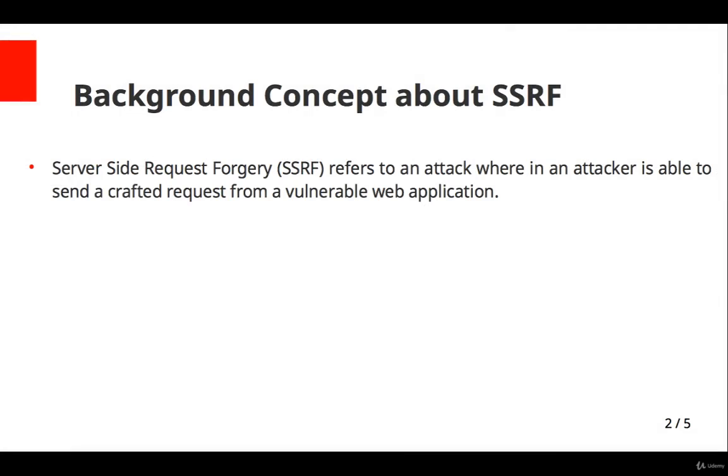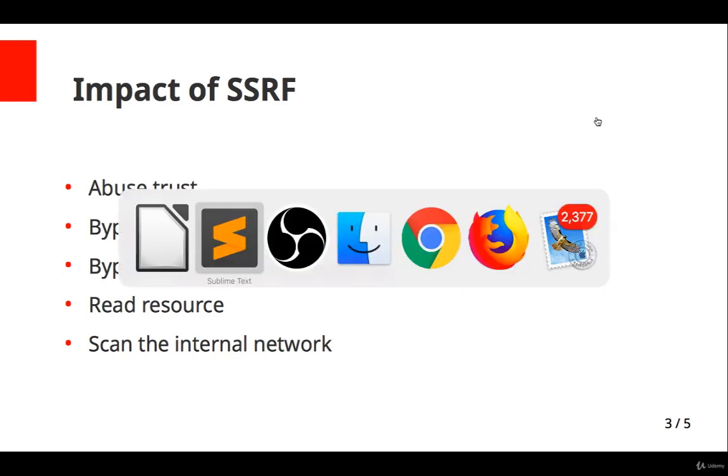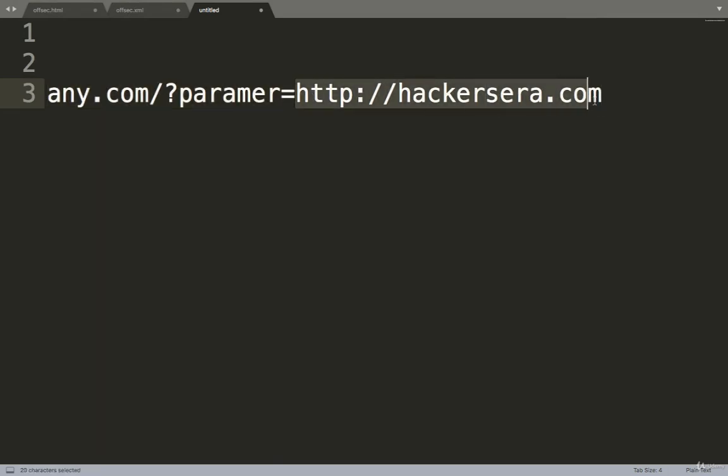Now let's talk about the impact of SSRF. What can an attacker achieve with this vulnerability? The first is abusing trust. So abuse the trust relationship between the vulnerable server and others. For example, what if an attacker gives a third-party website? The attacker will send multiple requests to this website, which may exhaust the resources of the servers. So this is simply a DoS attack on the server from a vulnerable server.